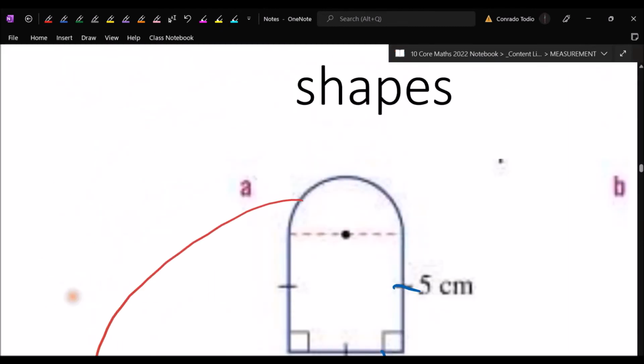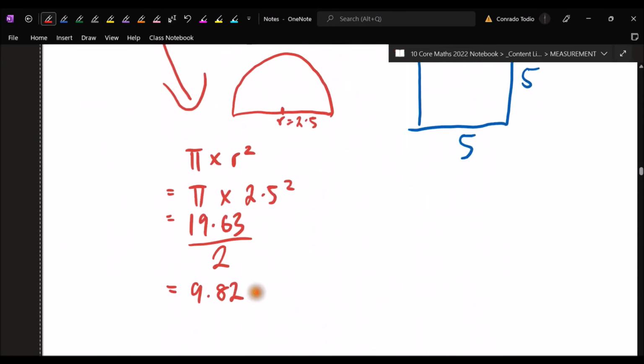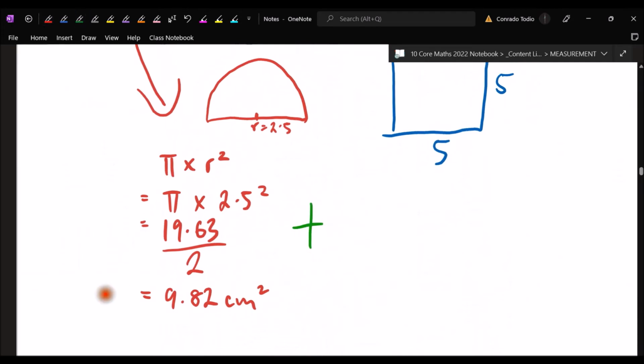It doesn't have any measurements, I think. Oh, it's centimeters, so let's call it centimeters squared, okay? That's one shape. Now, the other shape you have to add is that square. So let's add that square.